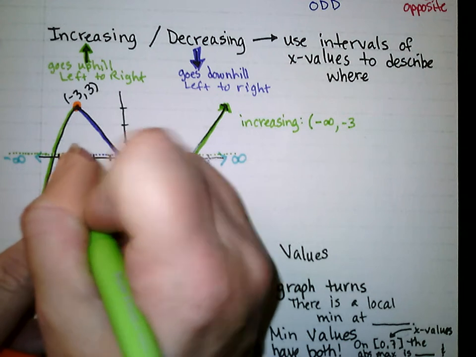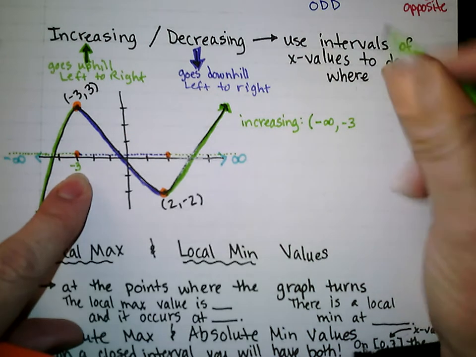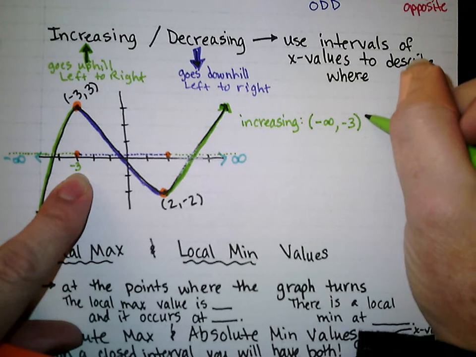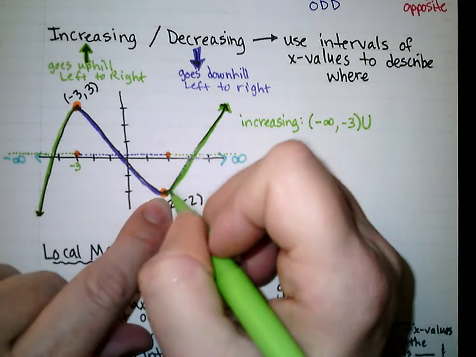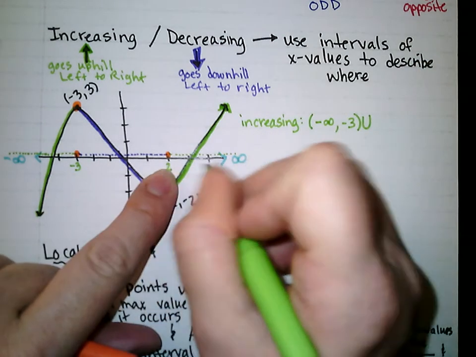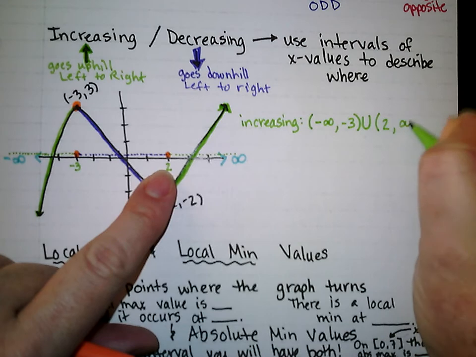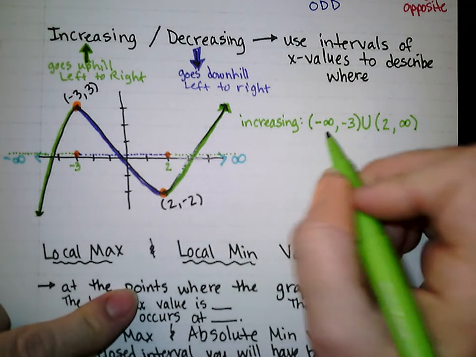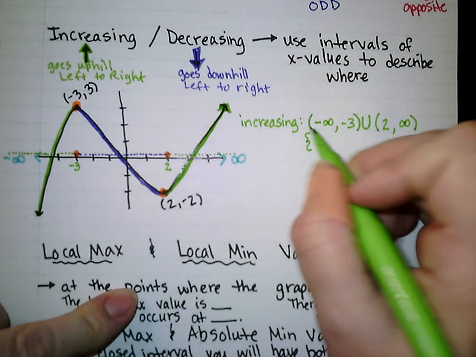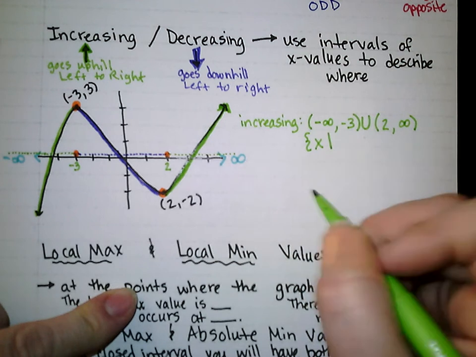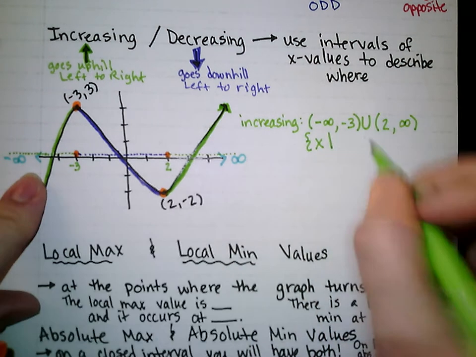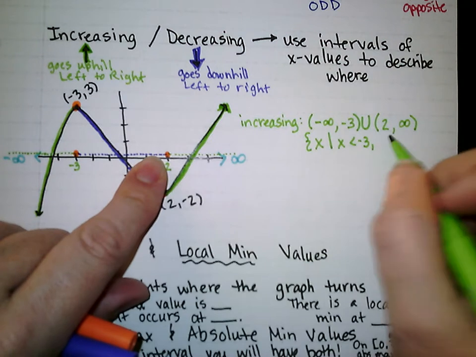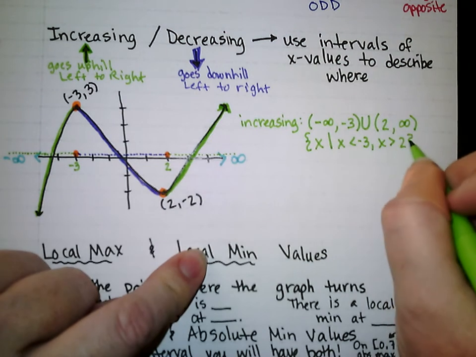At negative 3, it's doing its turning around, so I don't include that. So I use a parenthesis. And then it starts increasing again at this number, which is 2, and it keeps increasing. After that, it doesn't turn back around. So 2 to infinity. In set builder notation, that would look like all the values of x such that x is less than negative 3, or, so we use a comma, or x is greater than 2, not and.